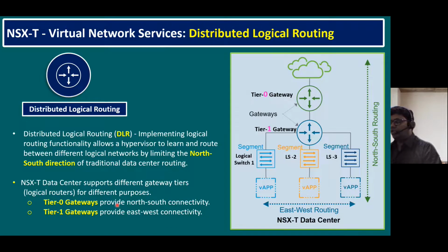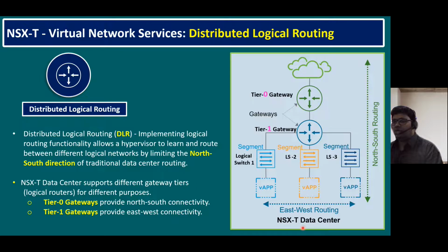Tier 0 gateways provide north-south connectivity and tier 1 provides east-west connectivity. So that is the importance of DLR, distributed logical routing. Okay, so we'll discuss the concepts in detail in the following sessions, but here try to understand the description of DLR, the basic definition and description.